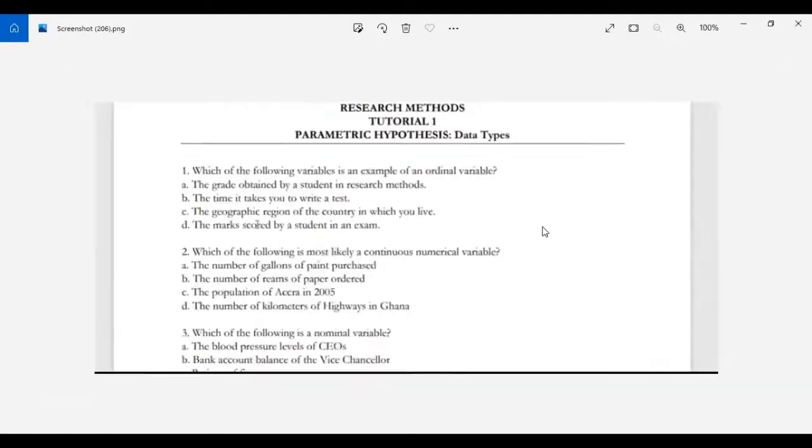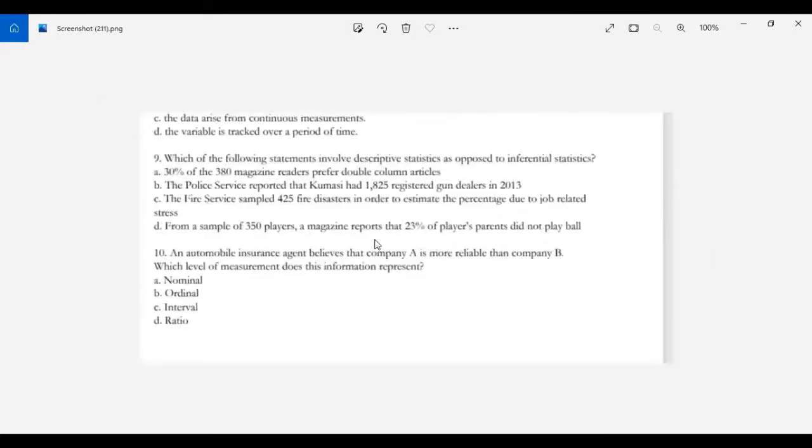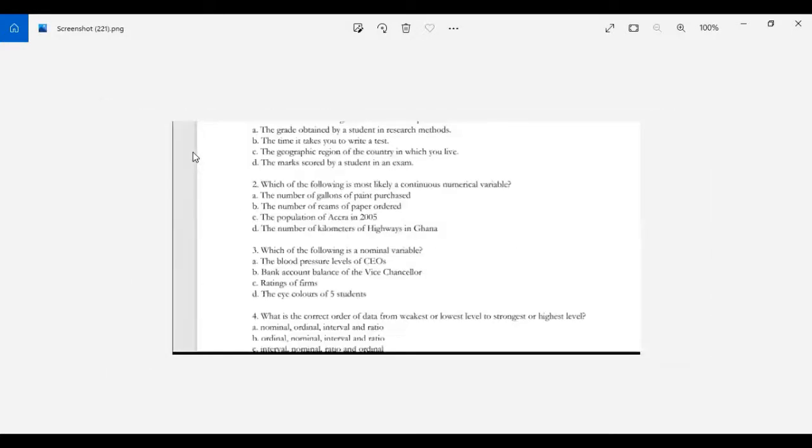Okay. So let's look at option C for this one. And we are saying rating of firms. So what is that one? Rating of firms. Data type. In media, it can be ordered. So it falls under categorical ordinal. Good.